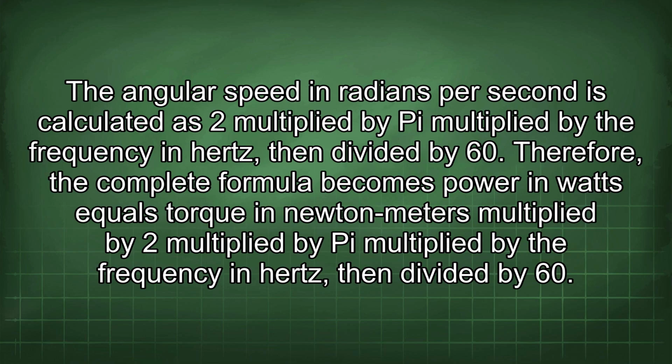The angular speed in radians per second is calculated as 2 multiplied by pi multiplied by the frequency in hertz, then divided by 60. Therefore, the complete formula becomes power in watts equals torque in Newton meters multiplied by 2 multiplied by pi multiplied by the frequency in hertz, then divided by 60.